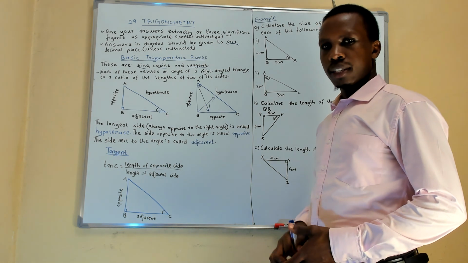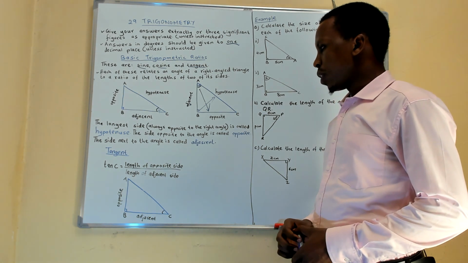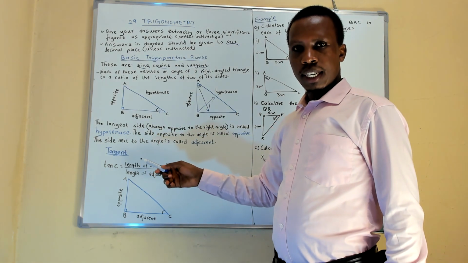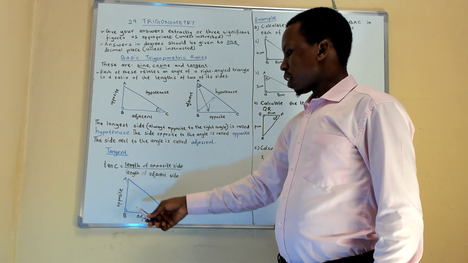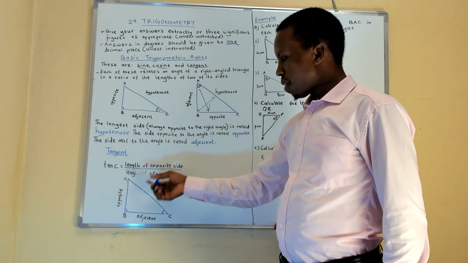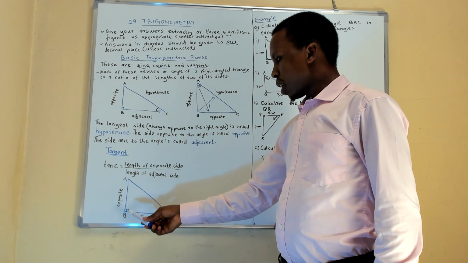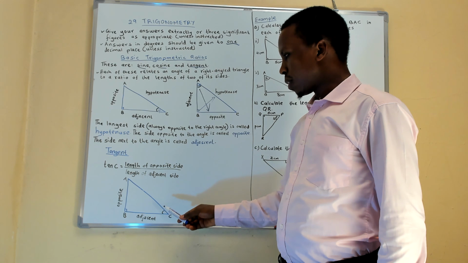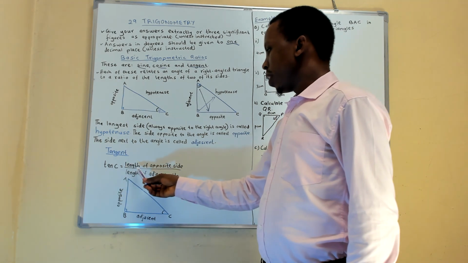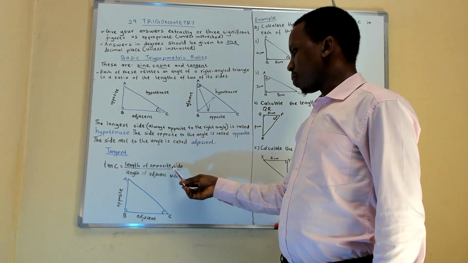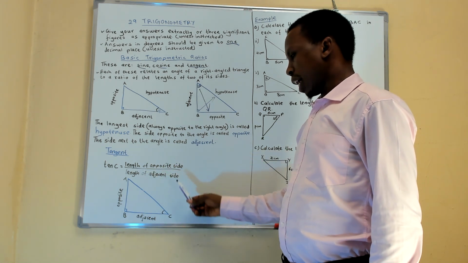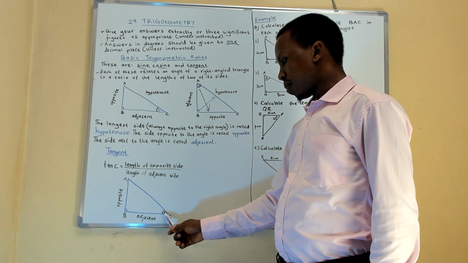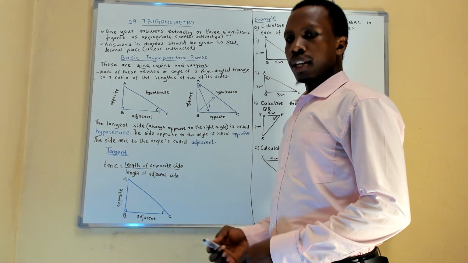Let's begin with the tangent. When do we use tangent? Tangent is used like in this figure. We have a right angle triangle A, B, C, and we are now referring to this angle. When we are referring to this angle, then tan C is equal to the length of the opposite side over the length of the adjacent side. So opposite over adjacent when we are referring to the angle at this point.